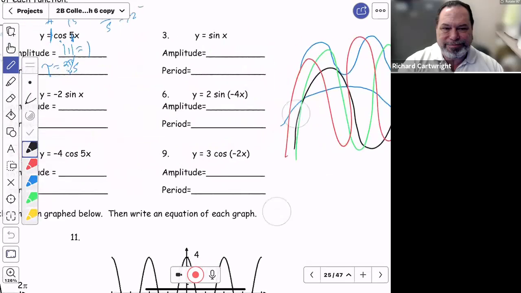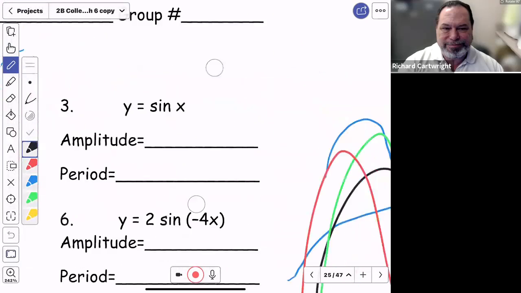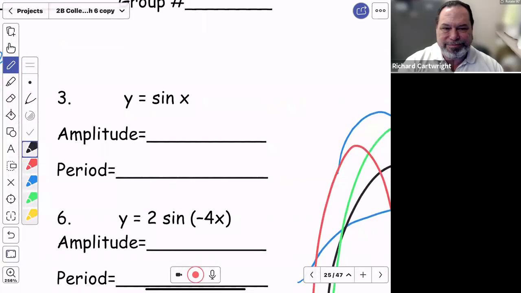Okay. Here's my physics lesson for the day. Round of applause. Thank you. This is a normal sine curve. A is 1. B is 1. Amplitude is 1. Period is 2 pi because 2 pi divided by 1.